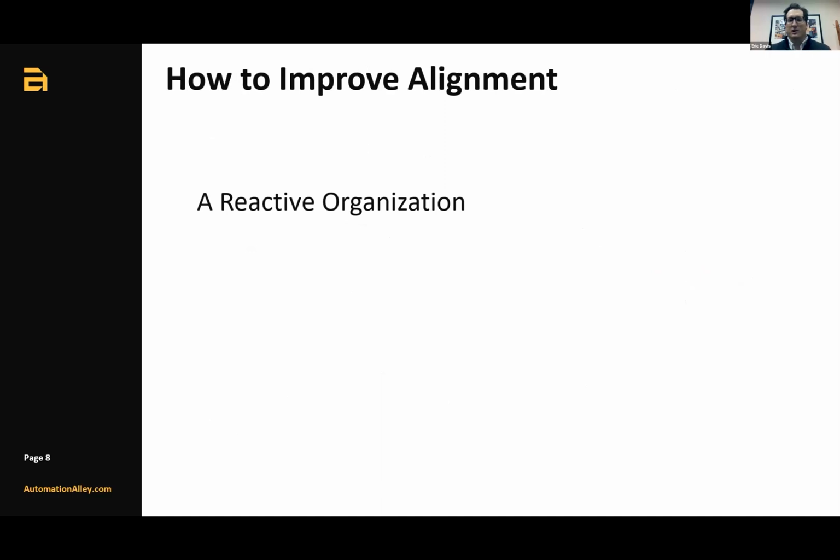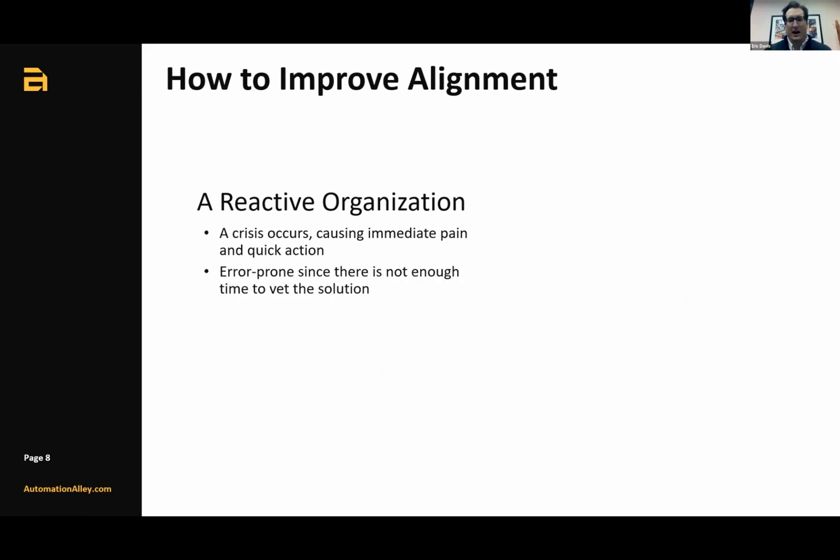So there are two different types of organizations we've come across in the Industry 4.0 assessments that I do. One is called a reactive organization. So think of an organization where, when a crisis occurs, it causes immediate pain, and they take quick action. However, they didn't see it coming. So there's a little bit of error proneness to the methodology because there's not enough time to vet the solution. So sometimes issues get resolved that are either preventable, maybe they actually weren't that important, they weren't urgent, so there was a mismatch in priority, or it's a combination of all three. And what this does is it loses focus for the organization and it makes it harder to implement Industry 4.0.